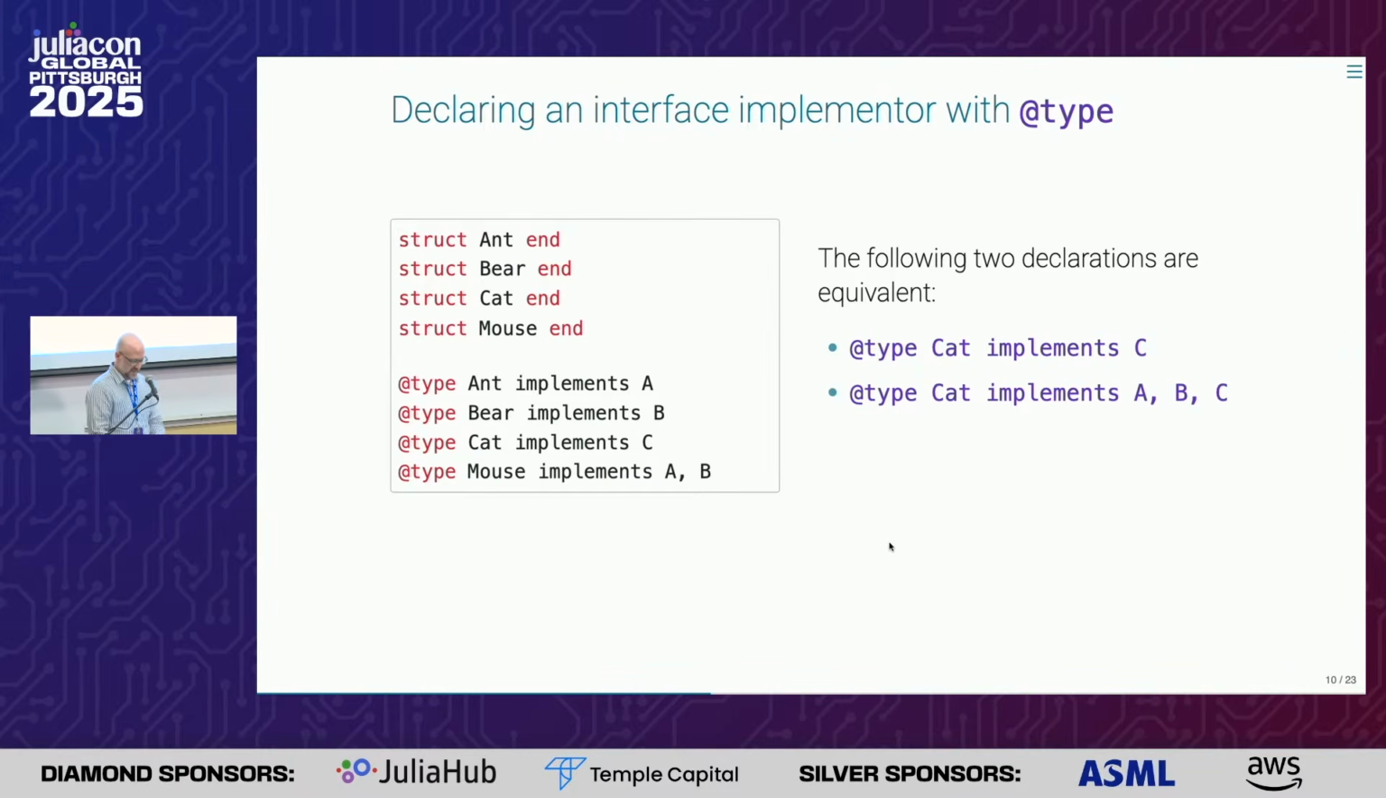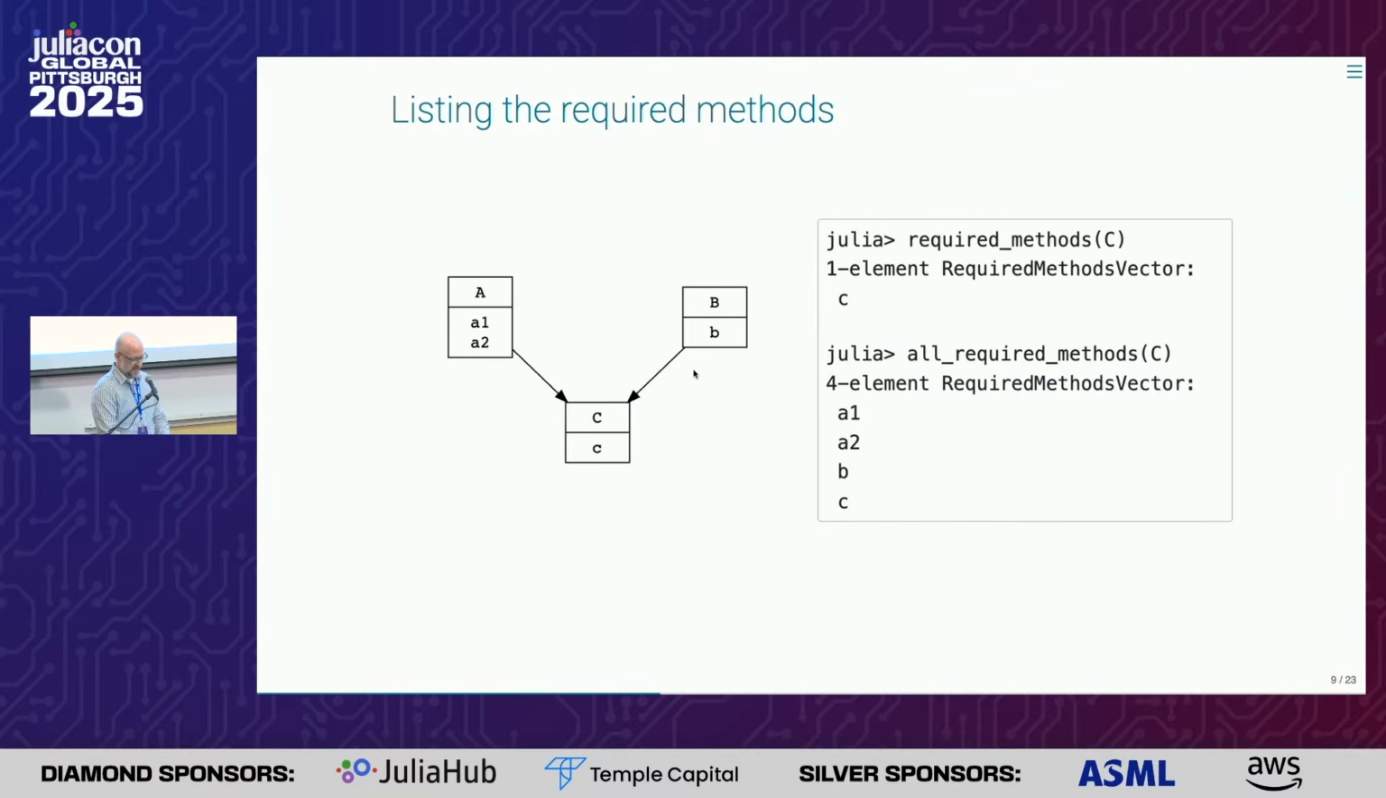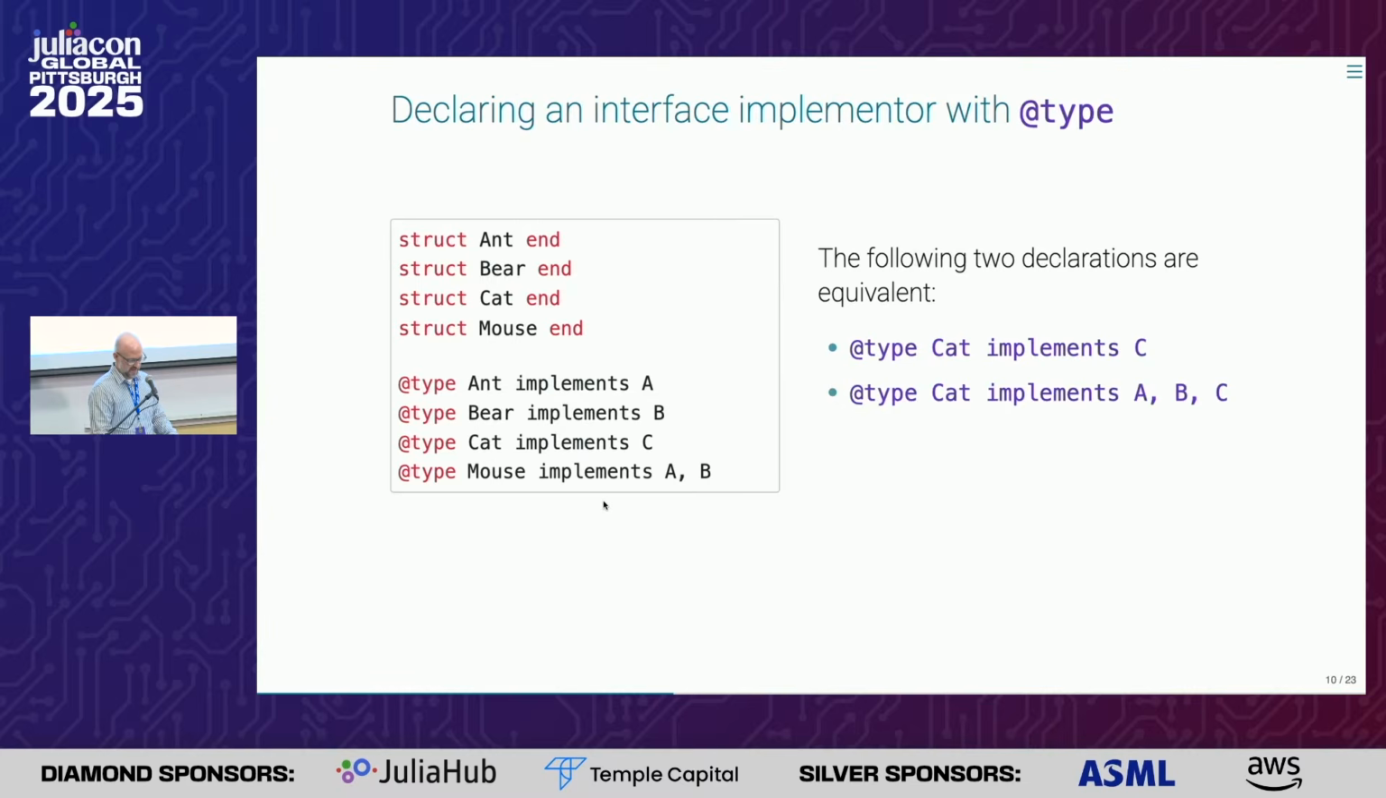One thing to note though is that, take this example, cat implements C. Remember that C extends A and B. So in order for cat to implement C, it must also implement A and B. So that means that these 2 declarations on the right are actually equivalent. You can just use the one on top, cat implements C, and that implies that it also implements A, B, and C. Or you can explicitly list them all out like this in the second example if you want to. They're both equivalent, so it's up to you which one you use.